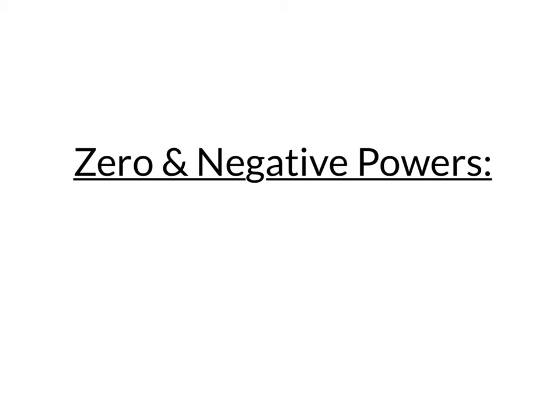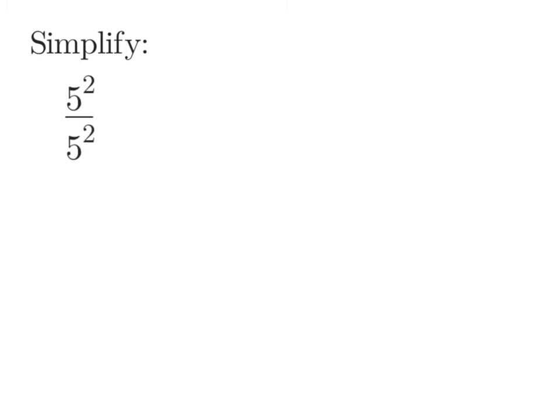So far, we've got about 5 properties that we know about. A couple of them involving multiplication, a couple of them involving division, and today I want to look at 2 more, the zero power property and the negative power property.